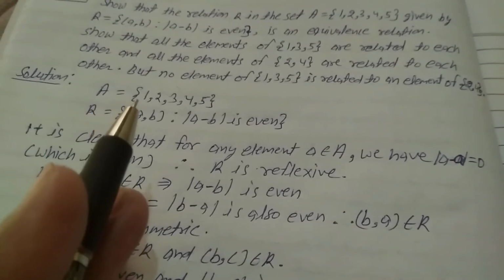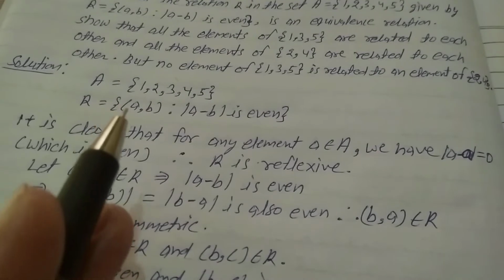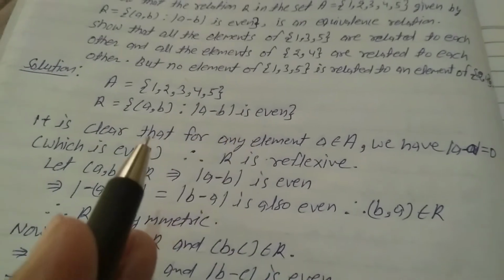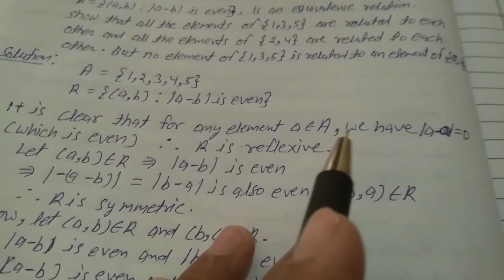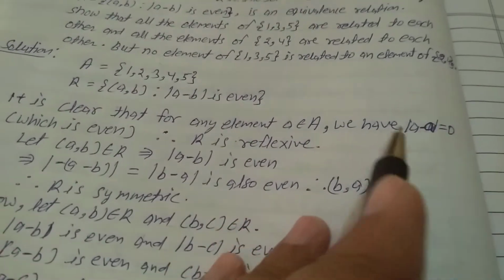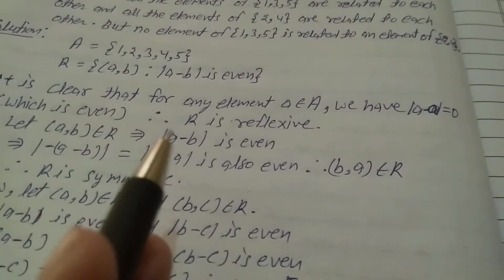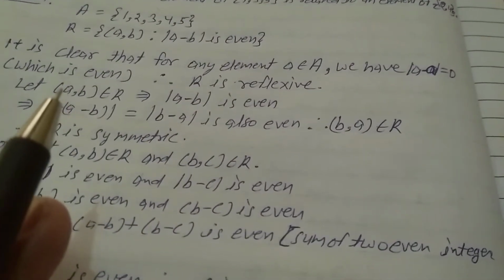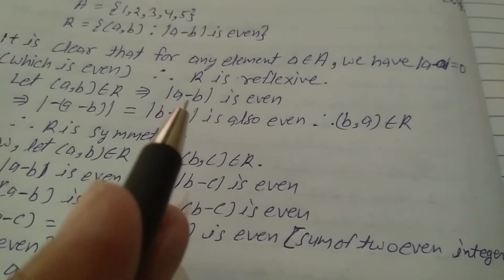A = {1, 2, 3, 4, 5}, R = {(a, b): |a − b| is even}. It is clear that for any element a belonging to A, we have |a − a| = 0, which is even. Therefore, R is reflexive.